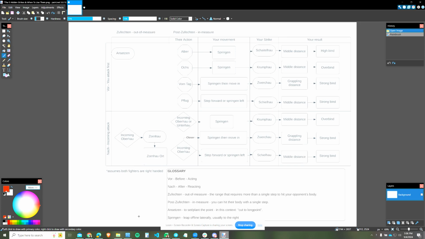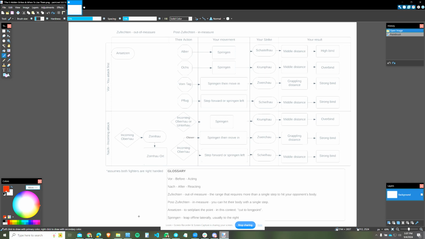And just to make sure we are on the same page as far as terms, I have a glossary here with the file. Vor is before, you're acting first. Nach is after, you're reacting to someone else's action. Zufechten is out of measure. That's the range that requires more than a single step to hit your opponent's body. Post-Zufechten is after you cross that line, you're in measure, you can hit their body with a single step.